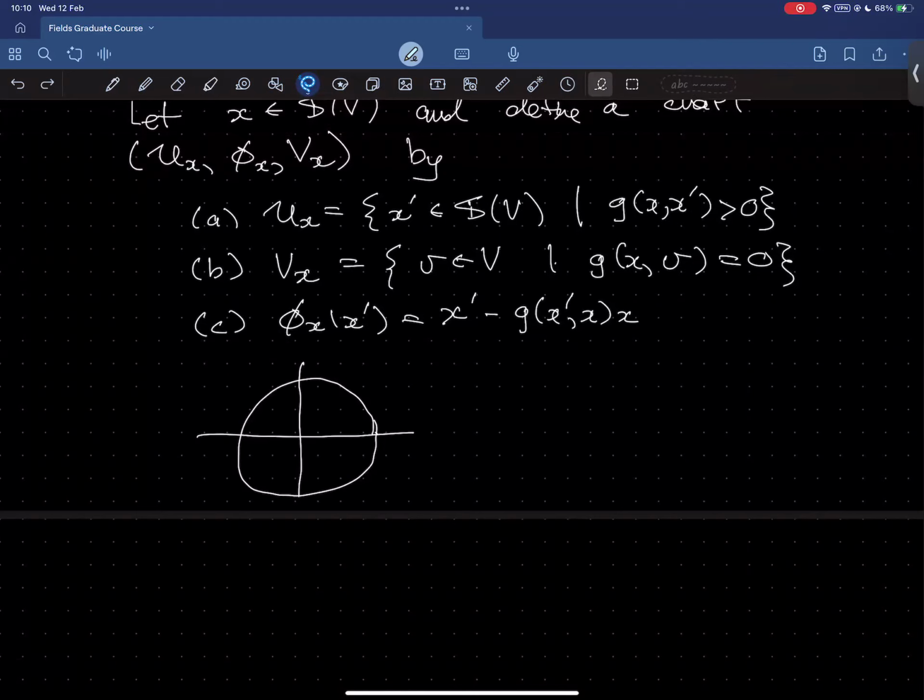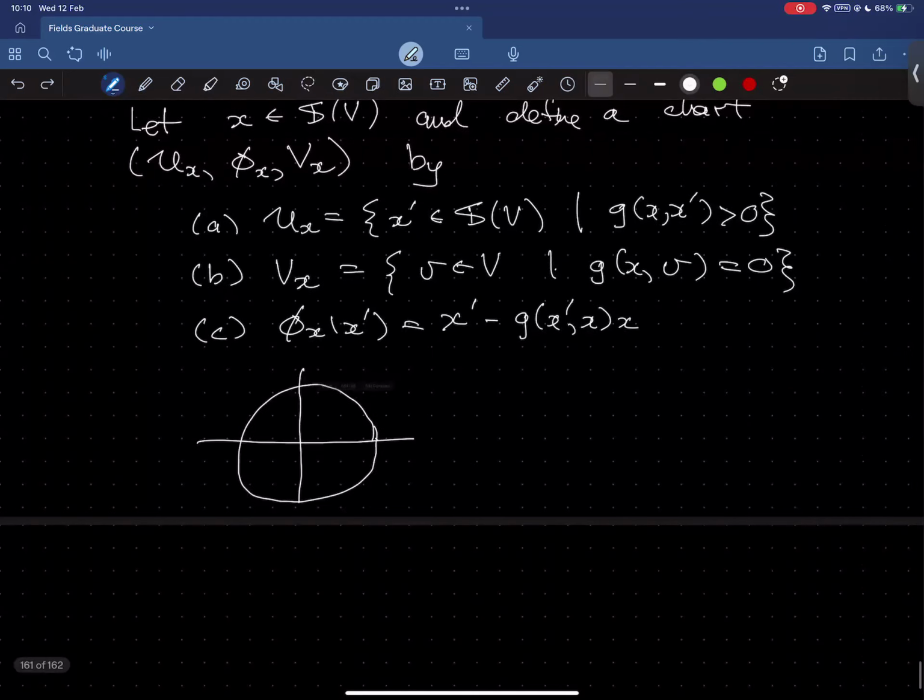So I have this point X. Okay, so X is my point on this sphere thing. All right. So first of all, what's UX? So UX is the set of vectors, the set of points on the sphere thing, whose inner product with X is positive.